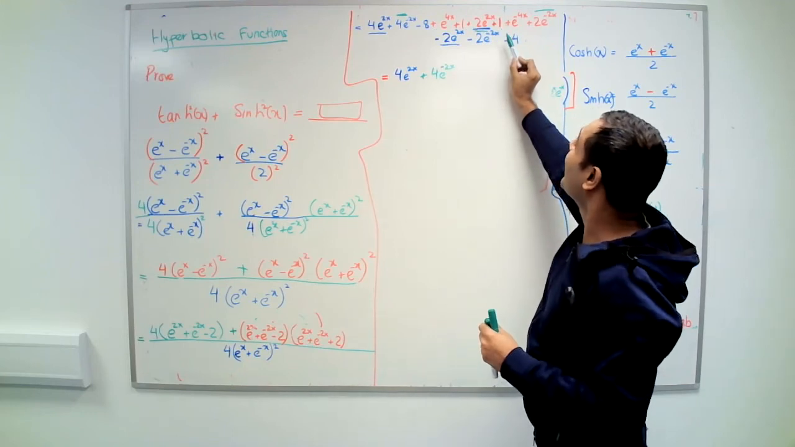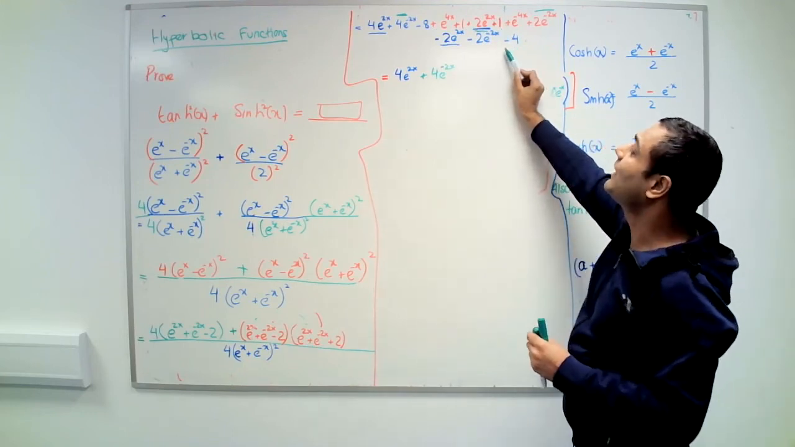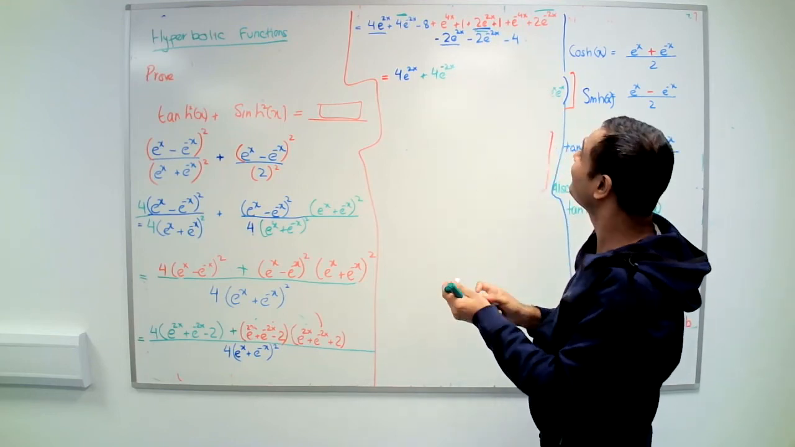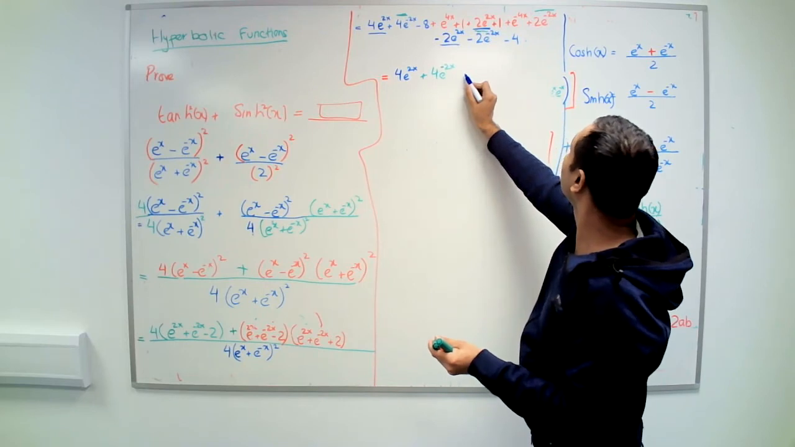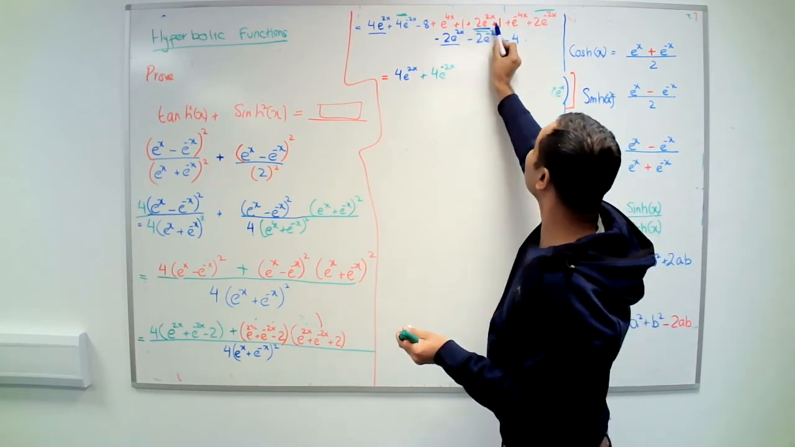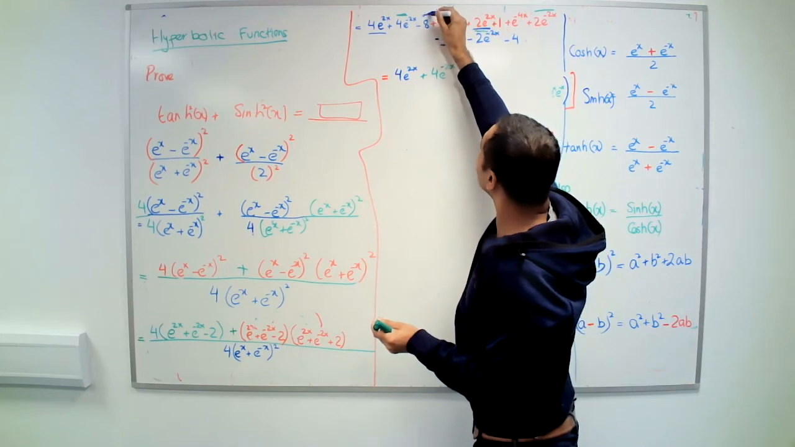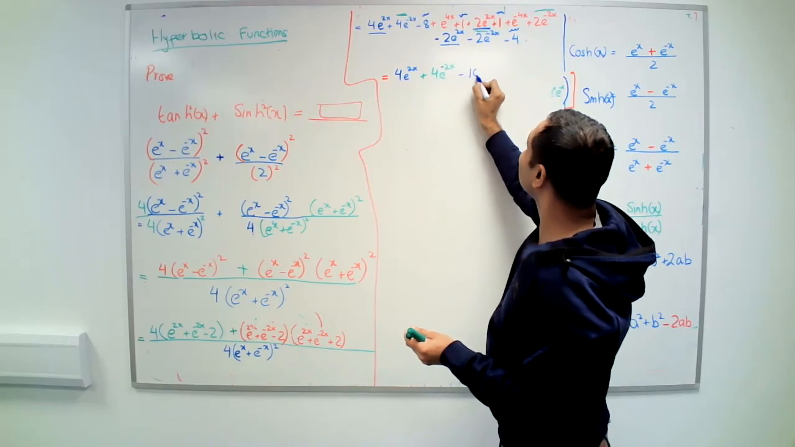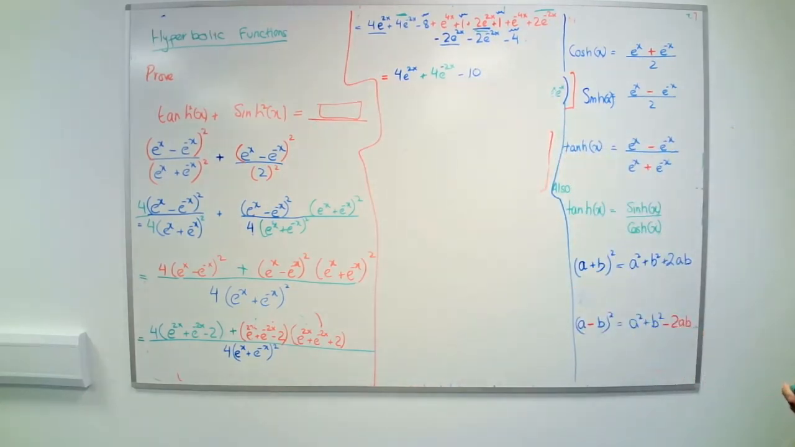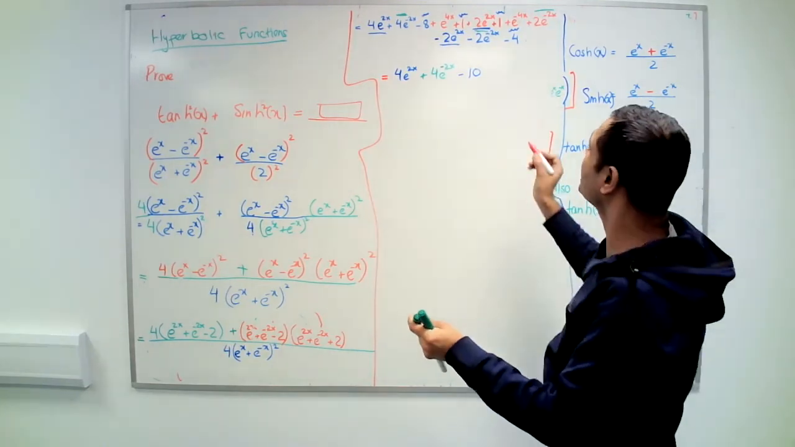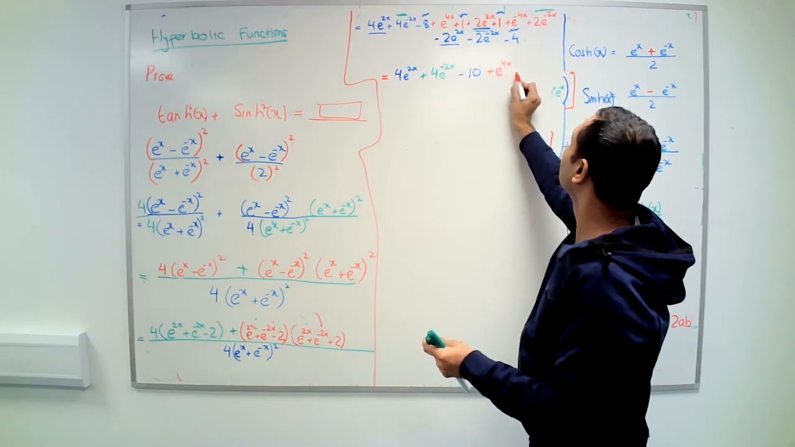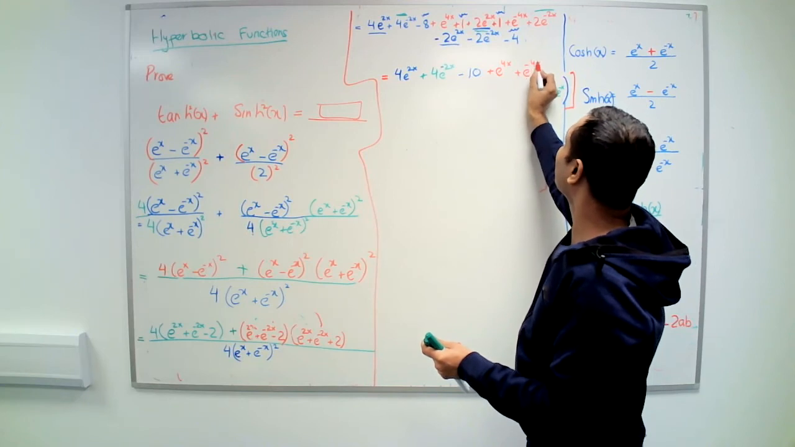This is plus 1, and this is minus 4. So it's minus 12 plus 1, minus 11. There are 2 plus 1s. There's that one and that one. So it's minus 10. Now you're only left with e to the 4x and e to the minus 4x. There's nothing like that, so I'm just going to write it down. Plus e to the 4x plus e to the minus 4x.